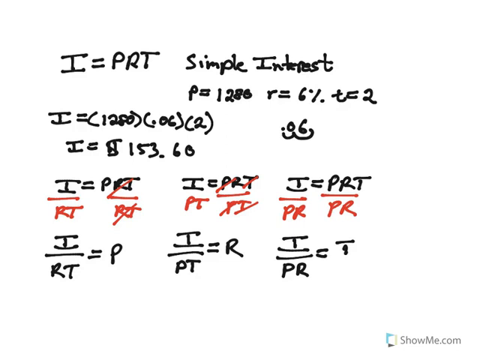If they ask you, you need 3 out of the 4 quantities to calculate any missing variable. So it's pretty simple to use. All right, so that is how you find simple interest.